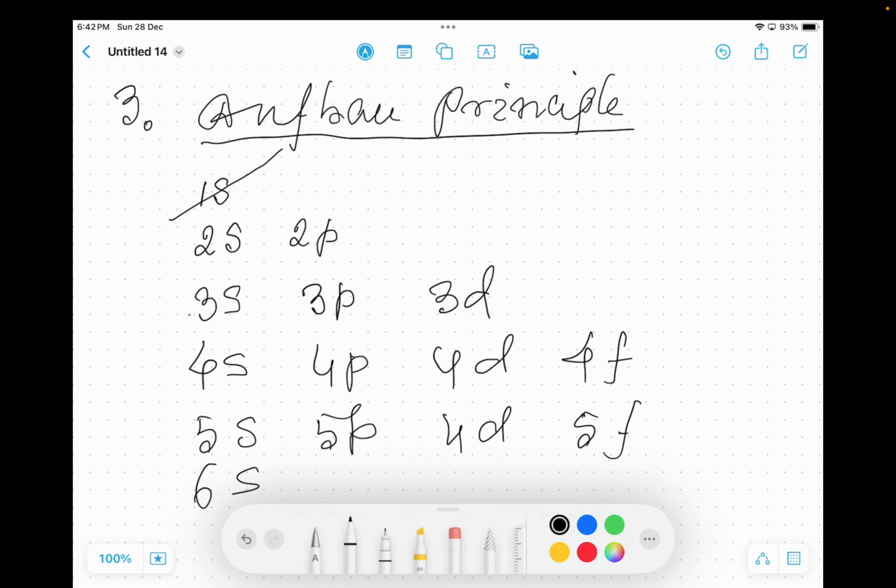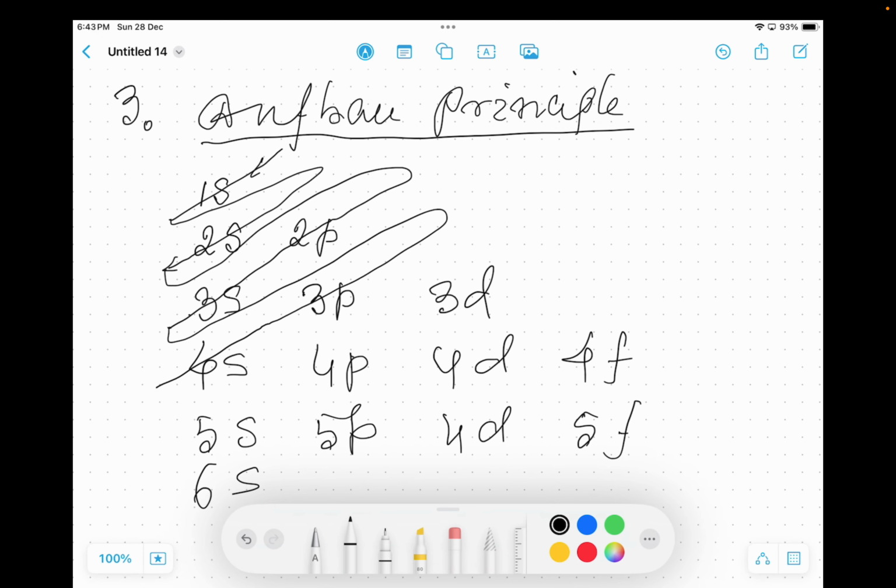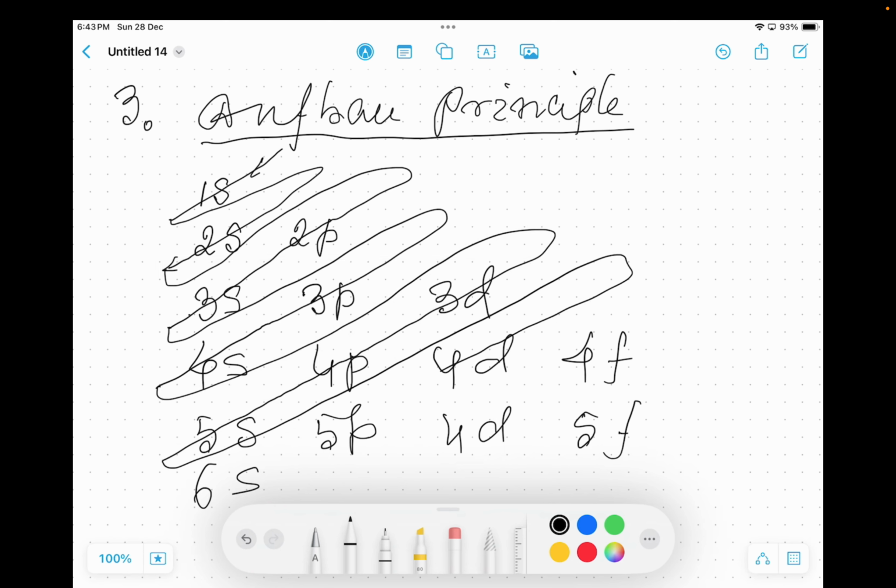The first electron first enters into 1s, that means 1s has the lowest energy. After that 2s has the next lowest energy, then 2p, 3s, then 3p, 4s, then 3d, 4p and 5s, then 4d, 5p, 6s, etc. So you must write the order of energy in this way.